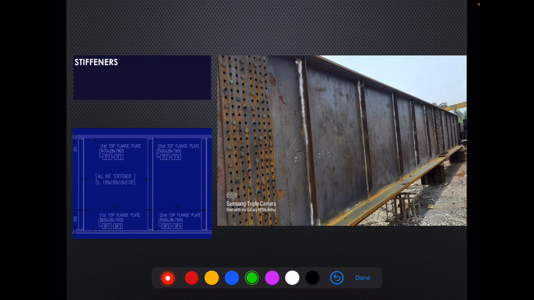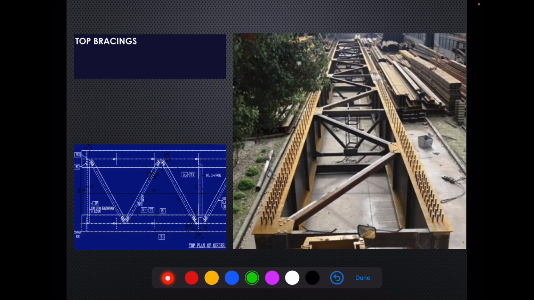Next are the stiffeners. As we can see, various stiffeners at regular intervals have been provided as mentioned in the drawing. They are provided in the plate girder. This is for stiffening of the long web. Then we have top bracings, top lateral bracings rather. Top lateral bracings we have already seen through the drawing. So these are the top lateral bracings.